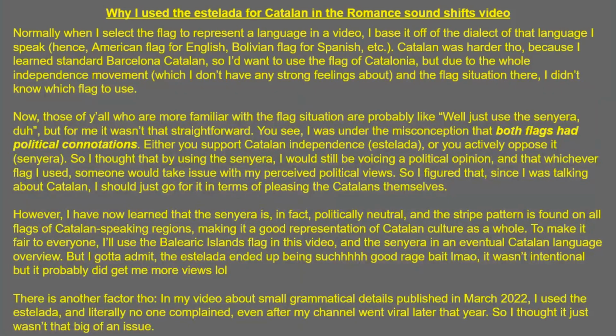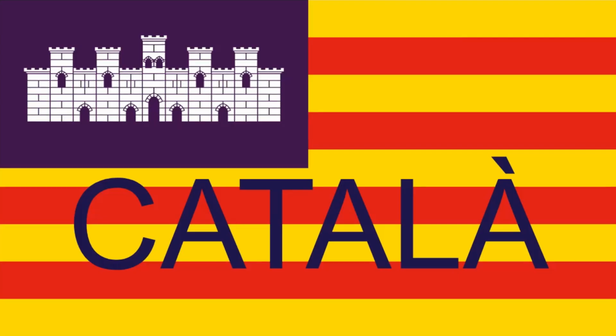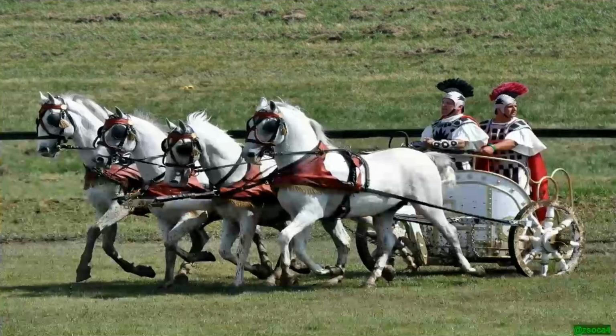Long story short, I thought that both flags had explicit political connotations. Either you support Catalan independence or you don't, so I was like, go big or go home in pleasing the Catalans. But now it seems more like the Señera is a neutral representation of Catalonia, especially considering how the yellow and red stripe pattern is present on all the flags of Catalan-speaking regions. But to make it fair, this time I'll use the flag of the Balearic Islands to represent Catalan, and I'd use the Señera in an eventual Catalan language overview. So with all that out of the way, let's go!